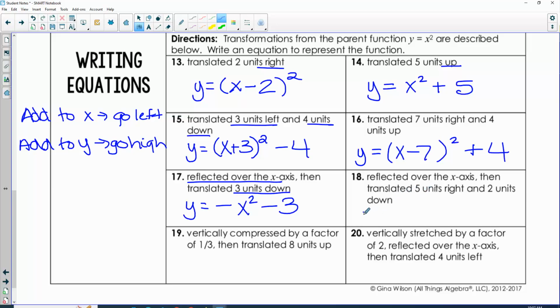Number 18. Reflect over the x. What makes it reflect? A negative. We're going to go to the right. If it's left or right, we have to have something in with the x. If adding to the x goes to the left, what would make it go to the right? Subtracting. Okay, we want to move 5 to the right, so we subtract 5. 2 units down. Down is subtract 2.